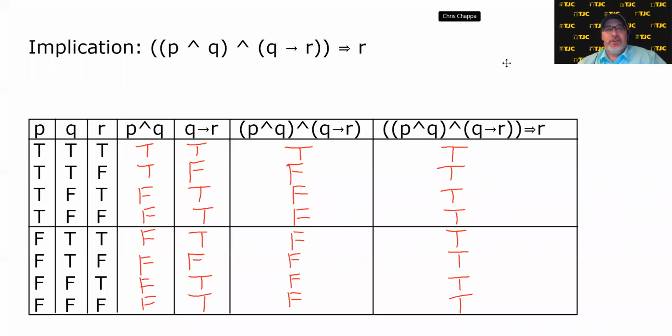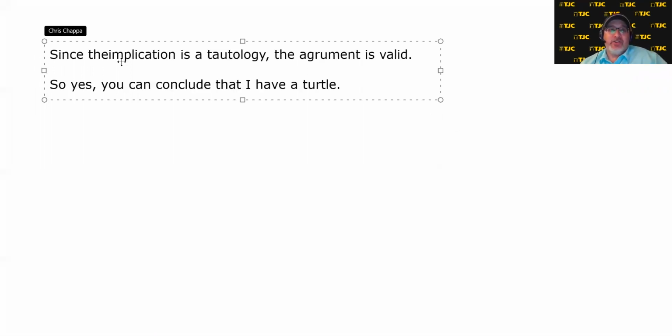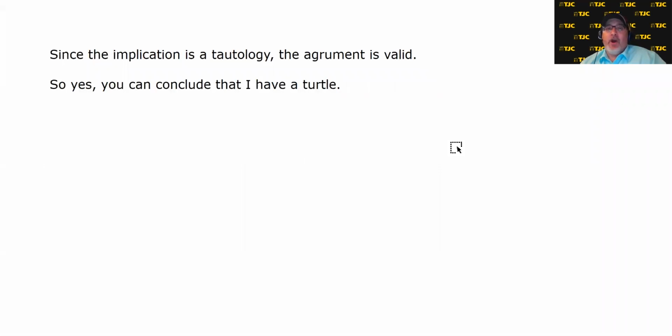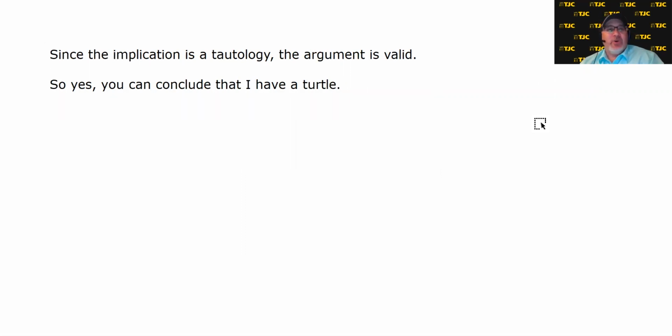And here's our completed truth table for the implication for the argument at hand. Should be pretty straightforward at this point that this is a tautology because the entire last column is all true. Since the implication is a tautology, the argument is valid. Horrible way to end this series of videos. So yes, you can conclude that I have a turtle.